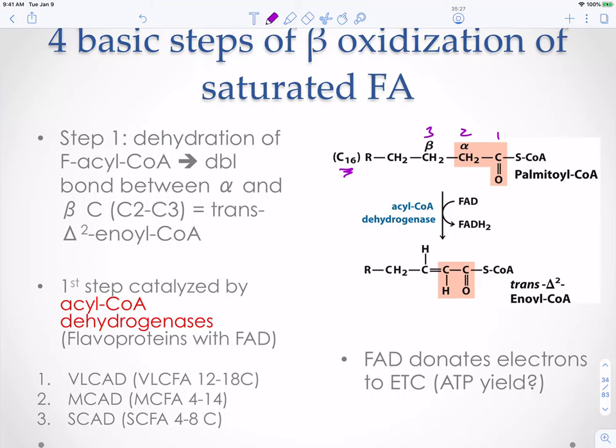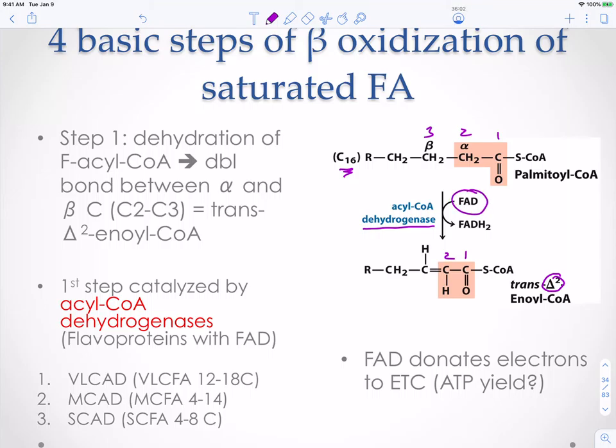So the first step is going to be a dehydrogenation. So you're going to generate a double bond between the alpha and beta carbon. So that's that C2 and C3. And this is going to give you a trans delta 2 enoyl-CoA. So again, because we're doing the double bond nomenclature, it's on that 2 position where it starts. So it's called a trans delta 2 enoyl-CoA. And this is done by acyl-CoA dehydrogenase. And this is going to be associated with an FAD.